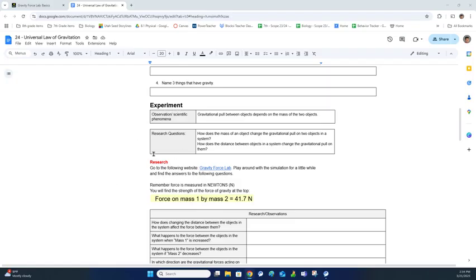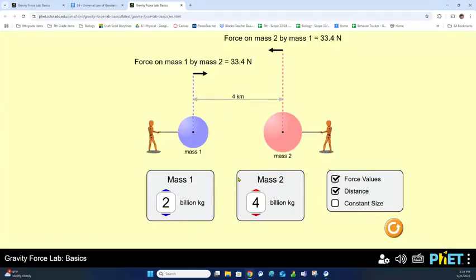Okay, so moving onwards, we're going to get into a PhET assignment. Our observation is the gravitational pull between objects depends on the mass of the two objects. In other words, we're going to look at how mass affects the gravitational pull between two objects. You're going to find it by going to this website right here in the blue, Gravity Force Lab. Click on it. It's going to load up the simulation, and you're going to have two different masses. Mass 1 in the blue, mass 2 in the pink.